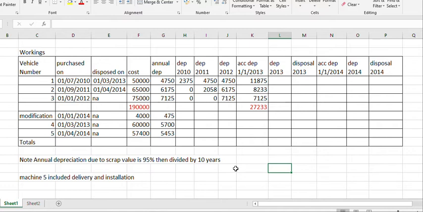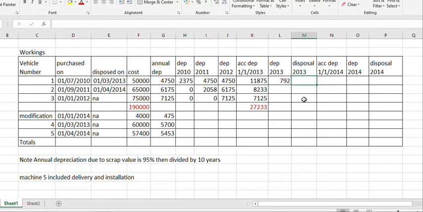So reading from the question, machine number 1 was ruined by malfunction on the 1st of the 3rd, 2013. So depreciation in 2013 for machine 1 would be your annual depreciation divided by 12, and it would be multiplied by 2 because the machine was destroyed on the 1st of March. So we only had the machine January and February. So multiplied by 2. That would give me 791.67, so I'm going to put 792.